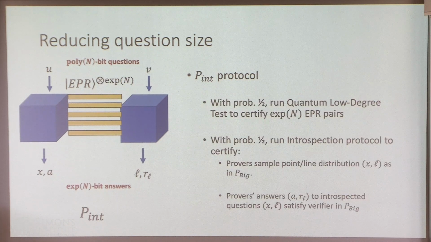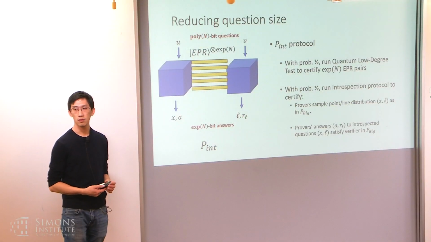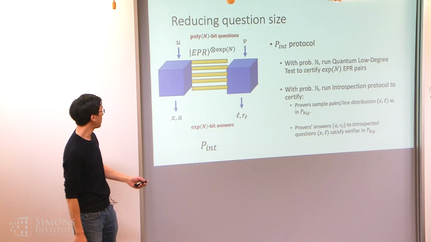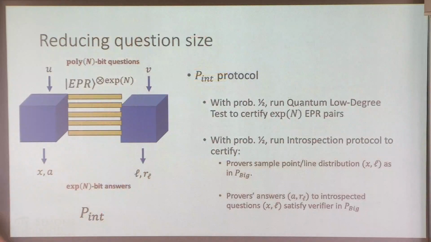So in T big, the protocol had exponentially many EPR pairs. In principle, they could have had many more, but you don't know anything about it. This is to establish some structure. The answers that you're receiving are already too big for you to read efficiently in the introspection stuff? Yes, the answers are still very large. Okay, good. We just want to reduce the question sizes first.